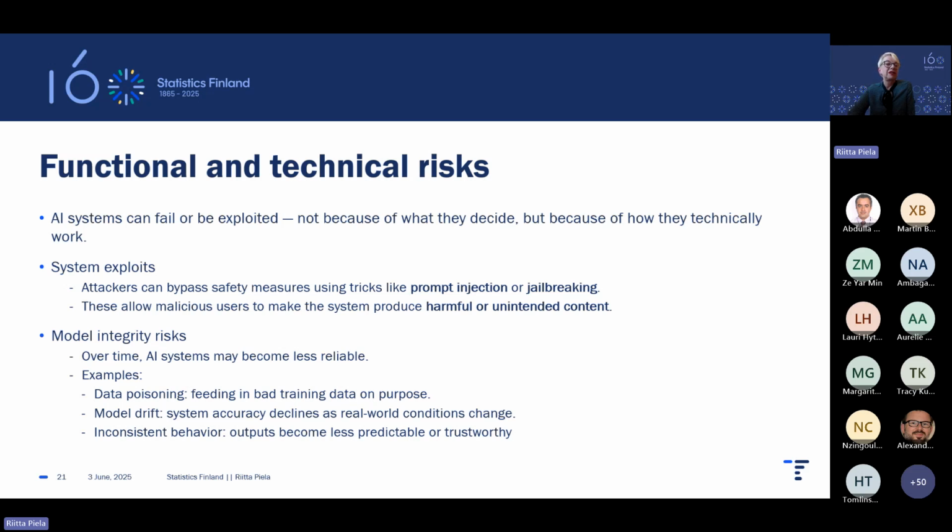And model integrity risks are where over time the AI systems become less reliable. The example, of course, quite familiar for those data scientists, is model drift, where system accuracy declines when real world conditions change. And other examples are data poisoning and other inconsistent behaviors.